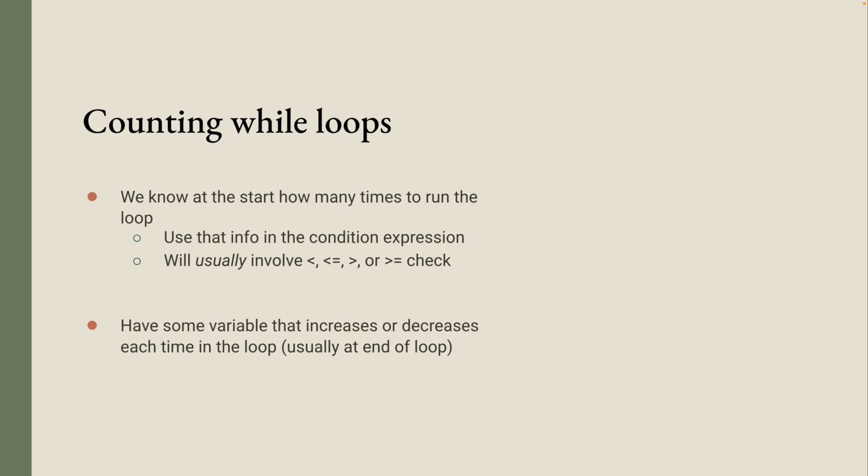Generally with counting loops, the condition is some sort of numeric check. So something is greater than 0, some counter is less than some value. There's some sort of numerical check that usually involves a less than or greater than signs. And then the important thing inside the loop, you have to make sure you increase or decrease that variable. Any questions before we go into examples?